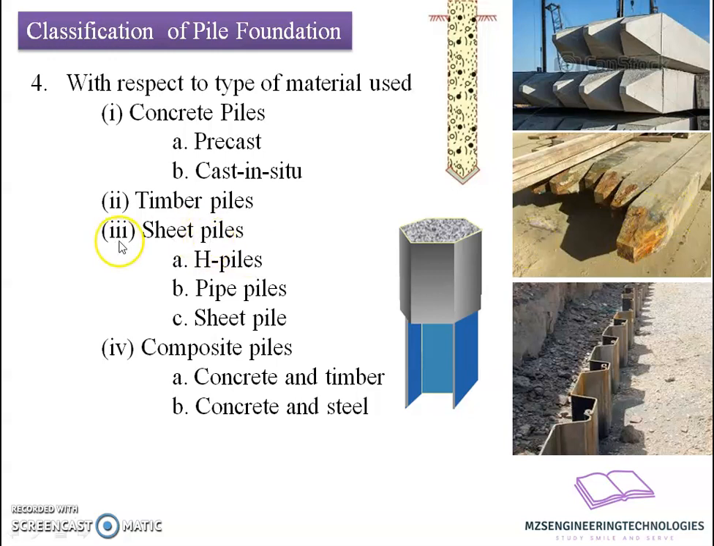So the third part is the sheet piles. In this case, we are going to use sheet elements which have been folded in different shapes. It may be a straight one or it may be folded in a different shape. If it is in H shape, we are going to call it an H pile. If it is a circular shape forming a pipe-like section, we are going to call it a pipe pile. Sometimes it may be a simple sheet. So we call it sheet piles.